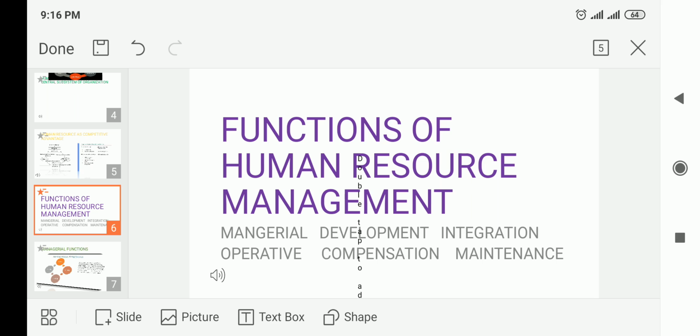Anyway, you see here, functions of human resource management, or functions of HRM. When I say functions of HRM, I mean what are the different functions of HRM? Number one is managerial function. Number two is operative function. Then we have the development function, compensation function, integration function, maintenance function. So many different types of functions are there. I'll be picking up each type of function one by one, and we'll be doing them according to the scope of the syllabus. Something we will miss out as well. So now I'll take the first one, managerial function.